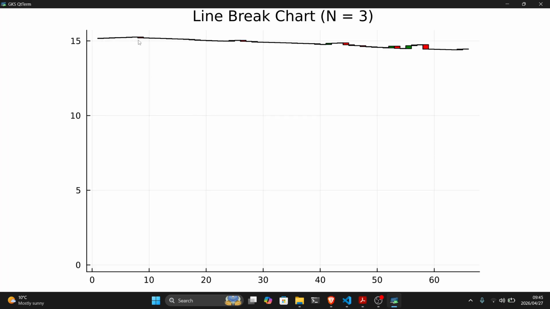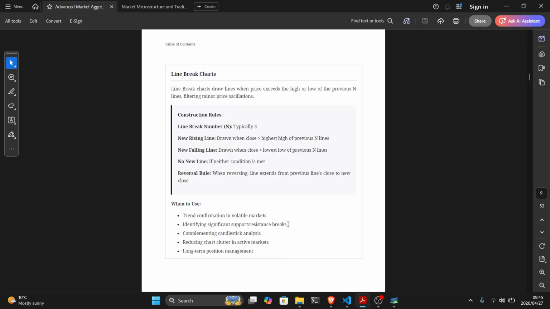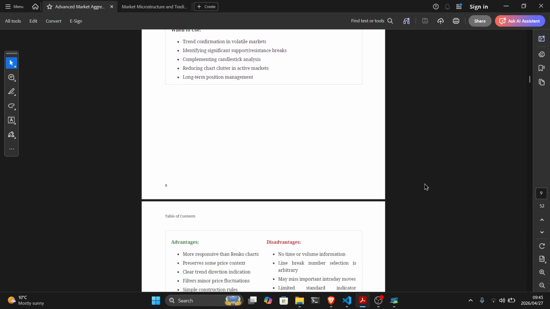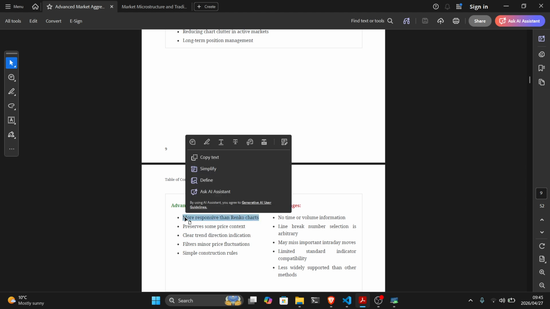Now, when you look at this, you can see the red and green, but sometimes the movement is so minuscule, so granular that it's hard to see the rising lines, right? It's hard to see the falling lines sometimes. And that's essentially one of the advantages, right? Preserve some price context, clear trend direction indication, more responsive than Renko charts.